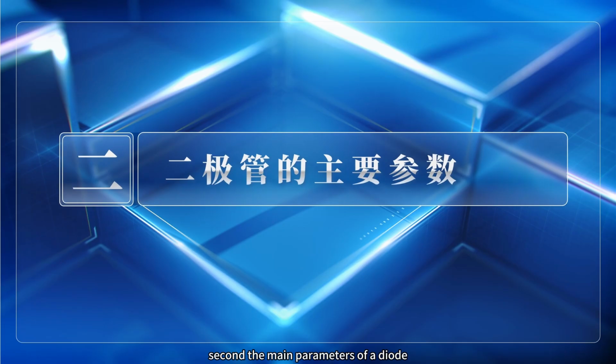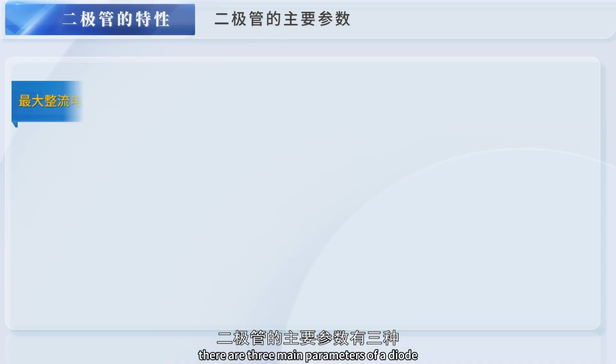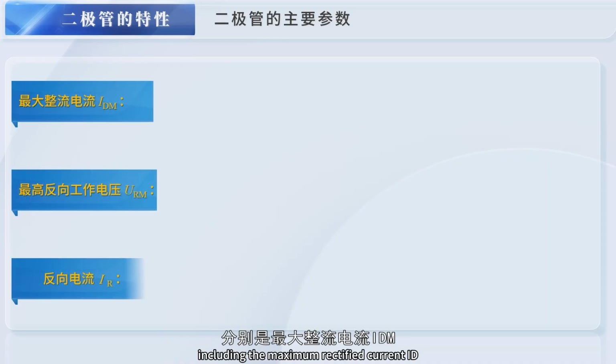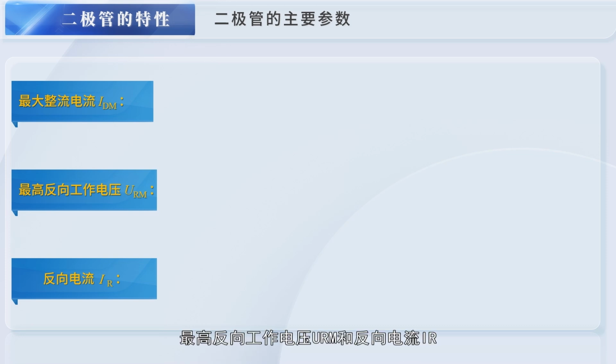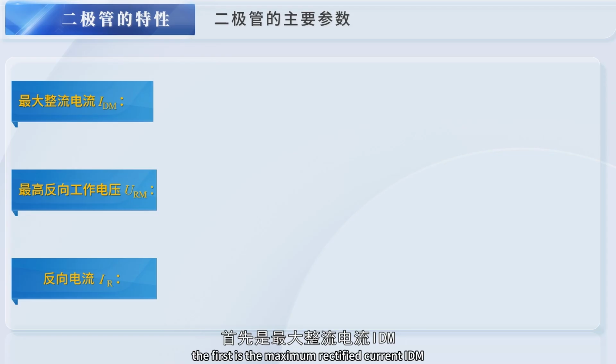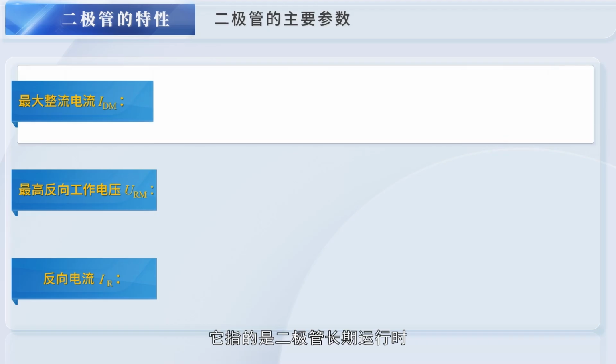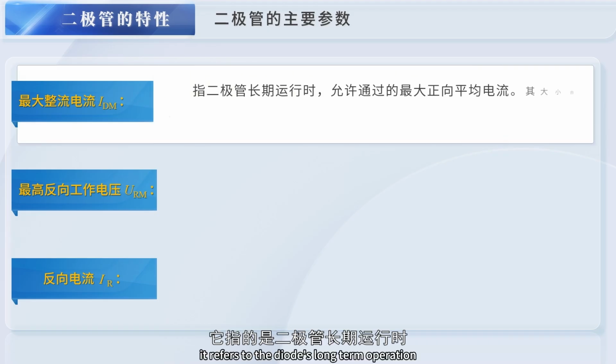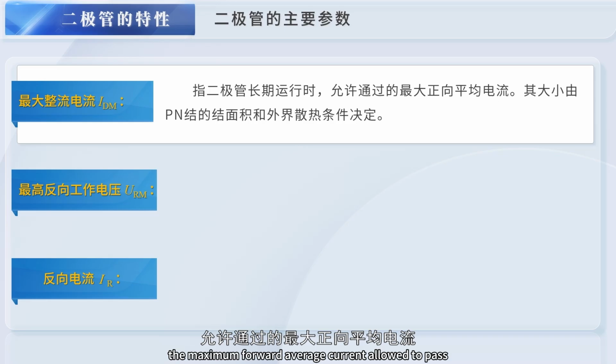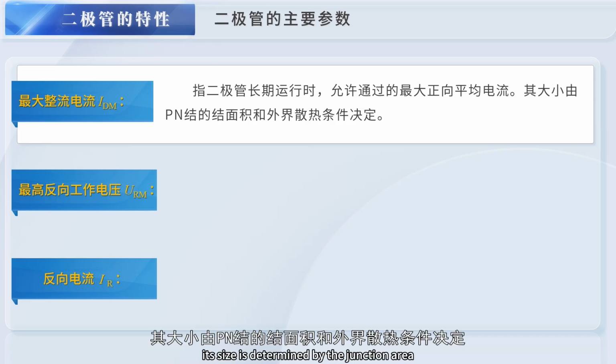Second, the main parameters of a diode. There are three main parameters of a diode, including the maximum rectified current IDM, the maximum reverse working voltage URM, and the reverse current IR. The first is the maximum rectified current IDM. It refers to the maximum forward average current allowed to pass during the diode's long-term operation. Its size is determined by the junction area of the p-n junction.